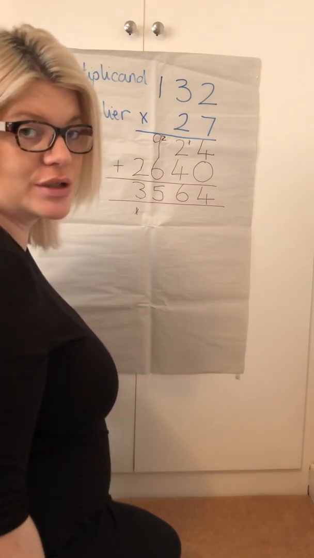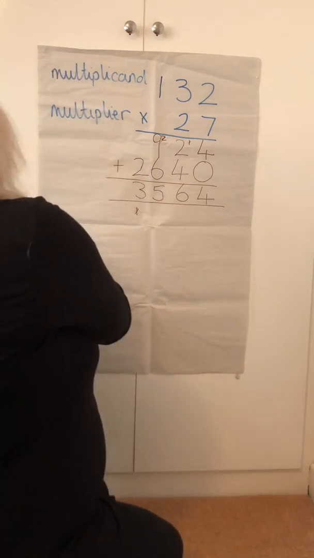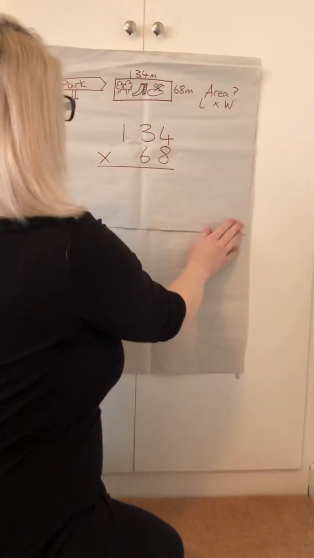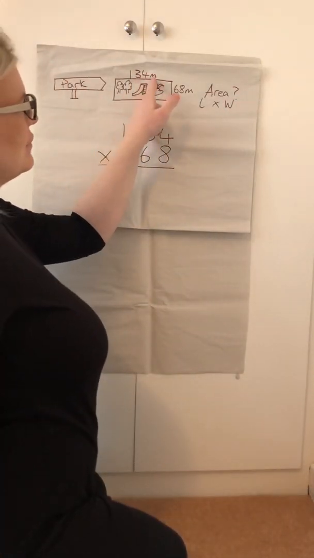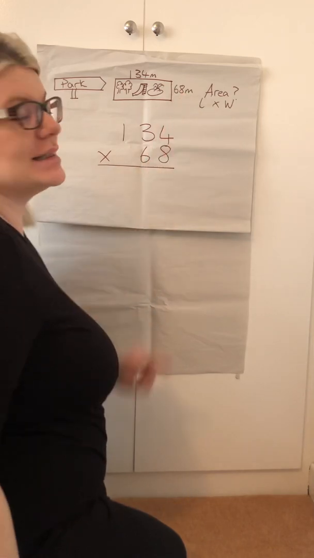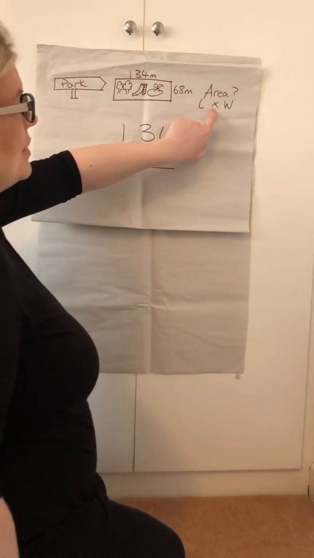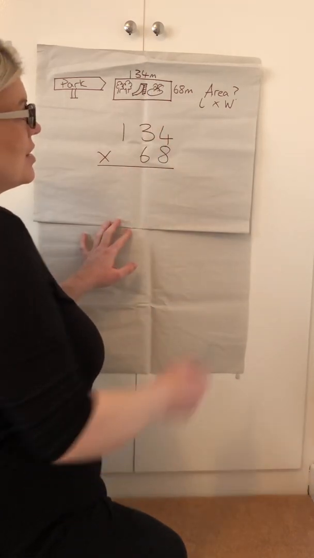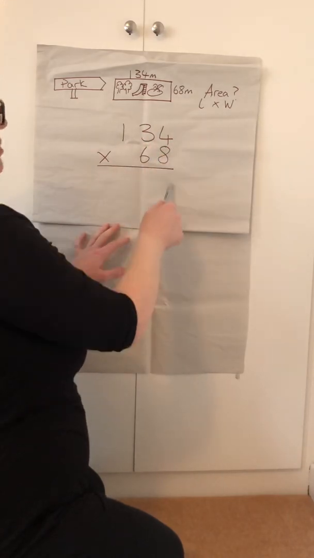I hope I didn't go through it too fast. If I did, you can always rewind the video and have another look. And then to finish off this session, I have a little bit of a word problem here. So I want you to imagine that we've gone to visit a park, okay? It is 134 metres long and 68 metres wide. So what is the area? Now we know from last week that length times width is the area. So I have my 134 length, my 68 width. So let's just work out the area, length times width.